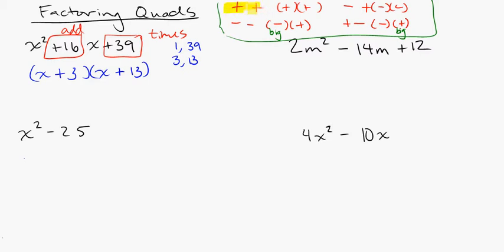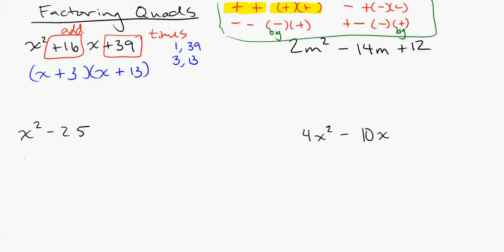If the middle term and the end term are both positive, then we need positives inside of both of the brackets. And the reason for this is because positive 3 times positive 13 will give us the 39. And 3 plus 13 will give us the 16. So that's our final answer.